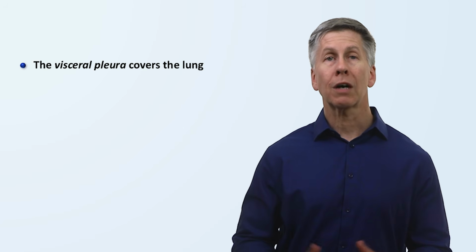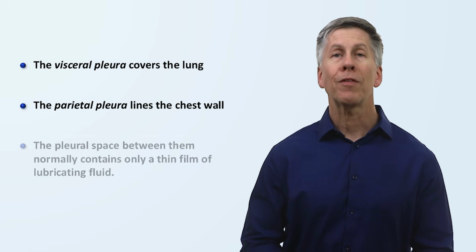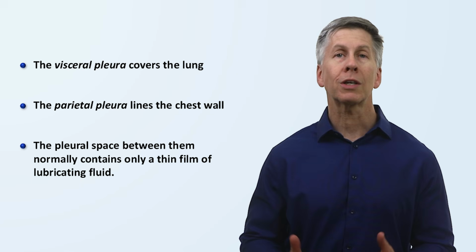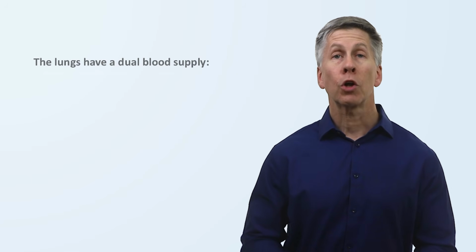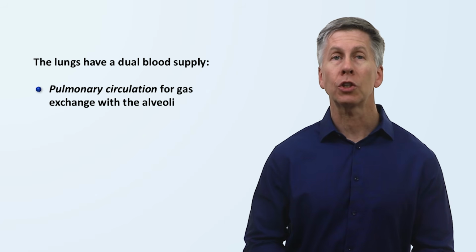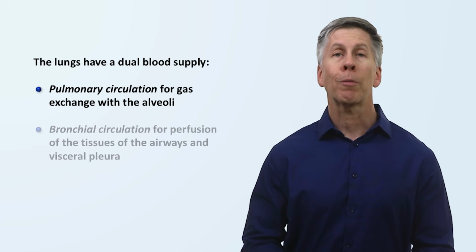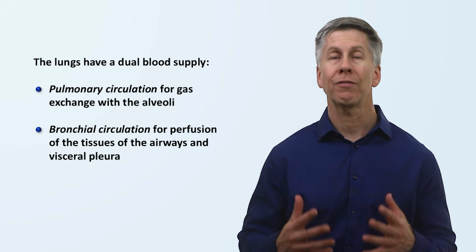The visceral pleura covers the lung, the parietal pleura lines the chest wall, and the pleural space between them normally contains only a thin film of lubricating fluid. The lungs have a dual blood supply, the pulmonary circulation used for gas exchange with the alveoli, and the bronchial circulation used to perfuse the tissues of the airways and visceral pleura.